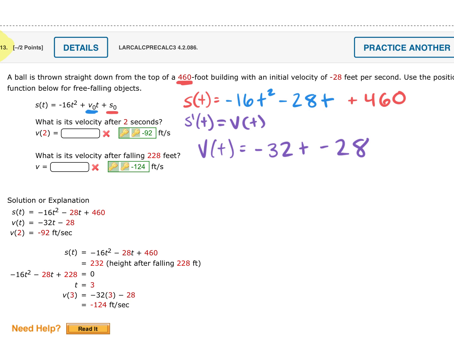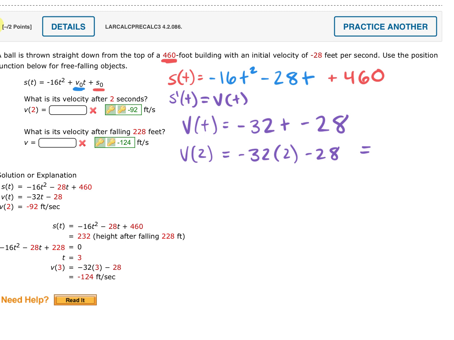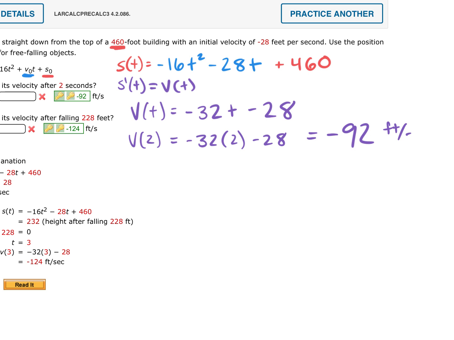So when it says, what's the velocity after 2 seconds, what would we do? Plug in 2 for t. So v of 2 would be negative 32 times 2 minus 28. So that would give us negative 92. Negative 92 feet per second, since we're talking about velocity.